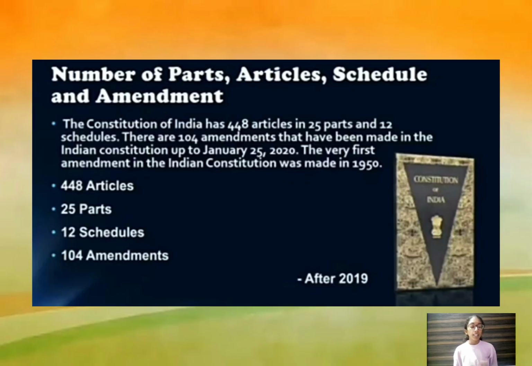Now, let me tell you the number of parts, articles, schedules and amendments. The Constitution of India has 448 articles in 25 parts and 12 schedules, and 104 amendments have been made in the Indian Constitution up to January 26, 2020. The very first amendment in the Indian Constitution was made in 1950, and there are 448 articles, 25 parts.